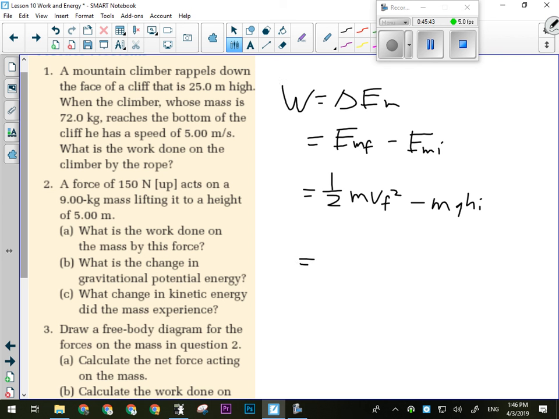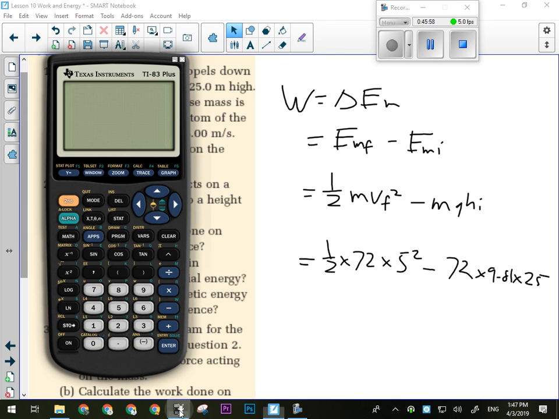All right, so all I have to do is plug in my numbers. 1/2 times the mass, which was 72 kilograms, times 5 squared, the speed at the bottom, minus 72 times 9.81 times the initial height, which was 25 meters. So there's my energy at the bottom, and I'm going to subtract the energy at the top.